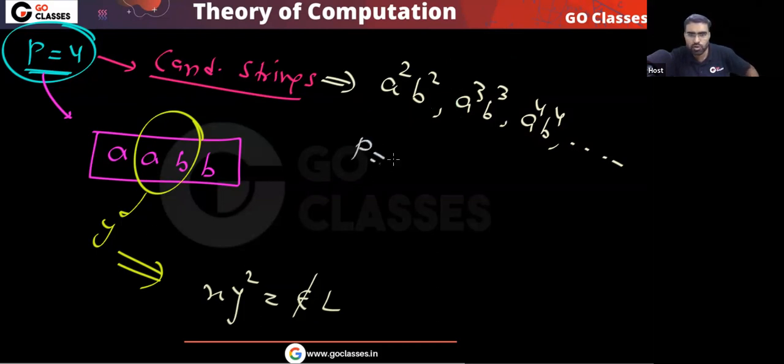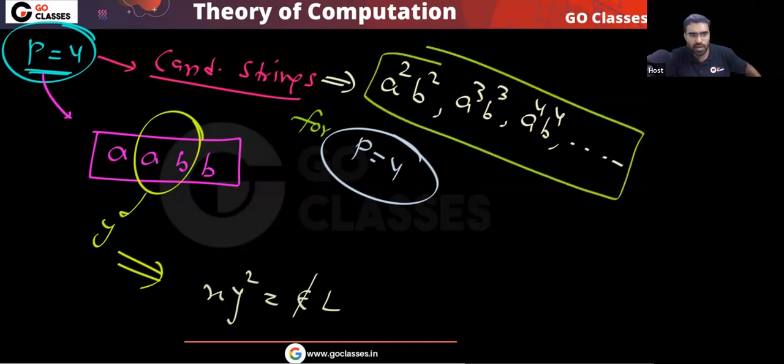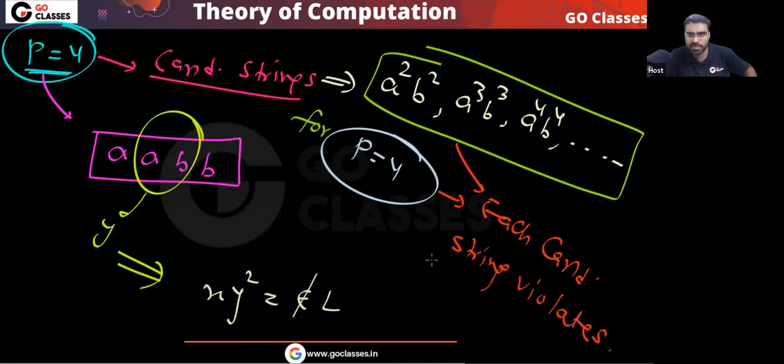Yes or no? So if you take P equal to 4, I can say for P equal to 4, all these strings will violate. Remember, each candidate string violates. Is this point clear? Please tell me. You can notice here you can take whatever Y you take. I am just checking Y equal to AB, but there are other possibilities for Y.